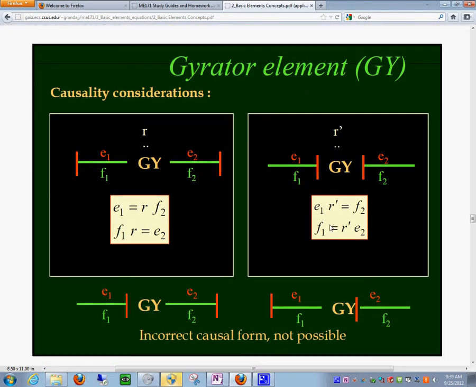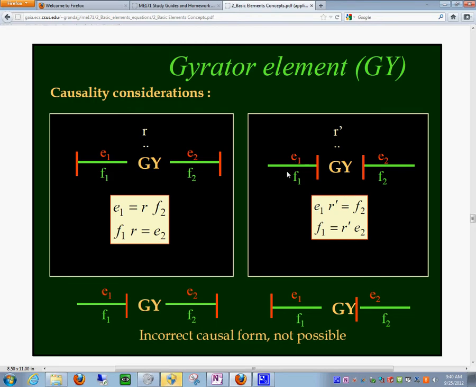So now, if you look at the bond graph representation, you have two cases. You have this one, and you have this one. In this case, let's take a look here. What's the input to the gyrator on this side? The input is F1 times R is E2. See, that's what this equation says. The input on this side is F2 times R equals E1. And that's what this equation is. Let's practice over here. This causality here is also possible.